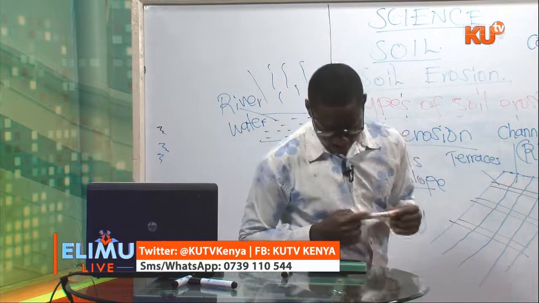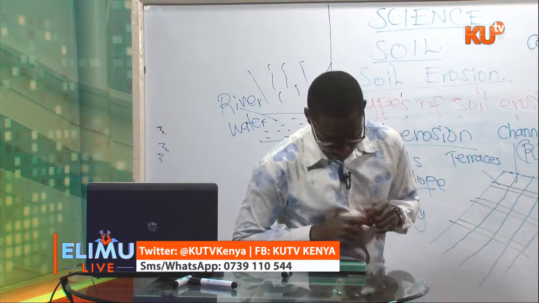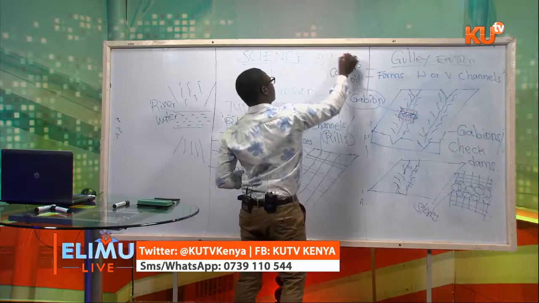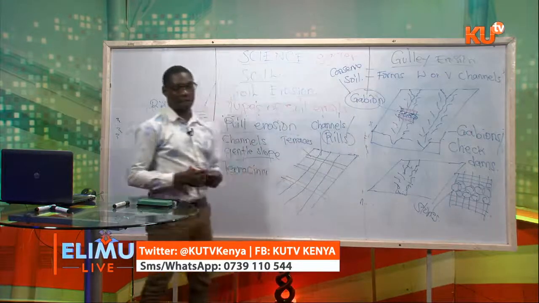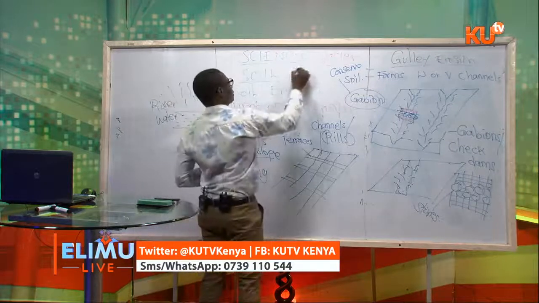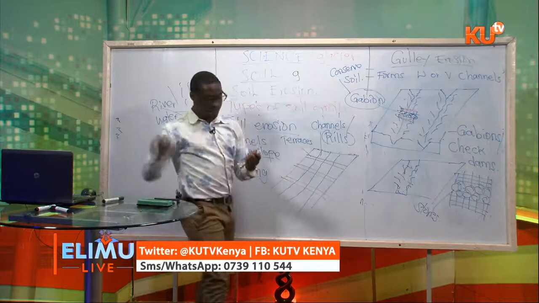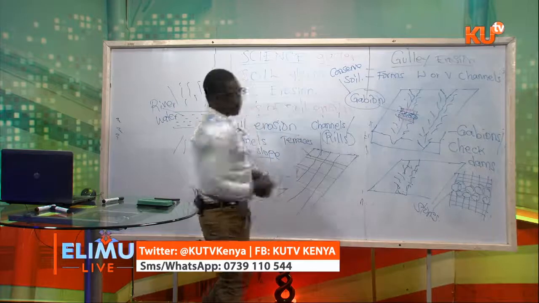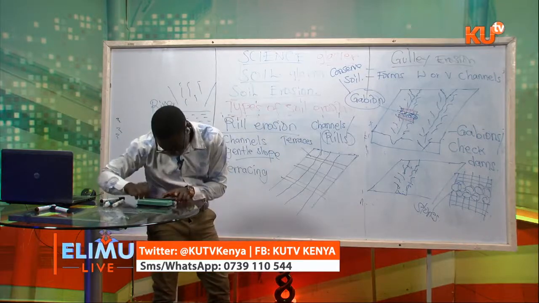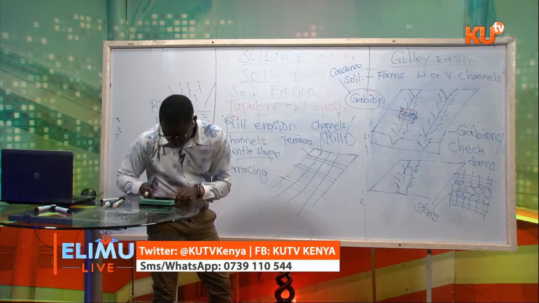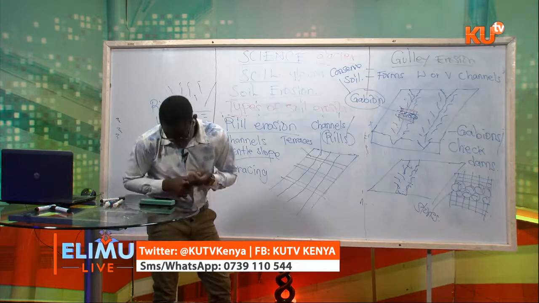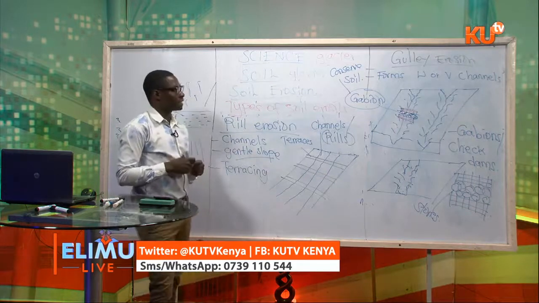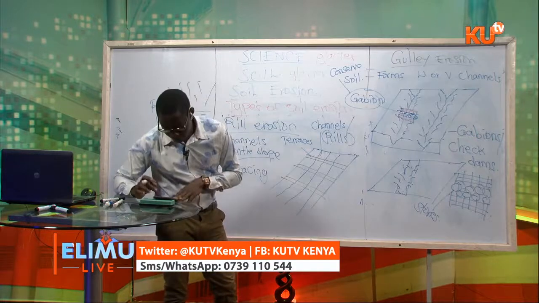Hi, is glacier an agent of soil erosion? Samuel from Kasarani. Yes, glaciers are agents of soil erosion. Let me write with a good color so that you can see. Yes, they are agents of soil erosion. We move on. So we have Irene from Embu. Between terracing and contour farming, which is the best method to control rill erosion? The best method to control rill erosion is terracing and not contour farming.